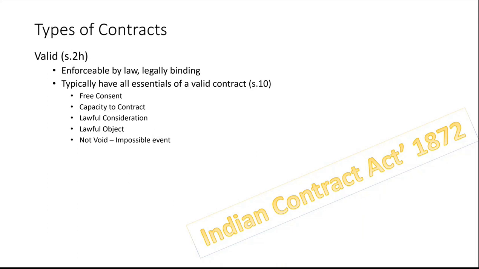A valid contract should have a free consent of the parties, not with undue influence, that we'll see in the last slides also. Should not be under influence. The capacity to contract: both parties who are making a contract should be capable of making a contract. Some 3-year-old kid should not make a contract. There are other conditions we'll take up.